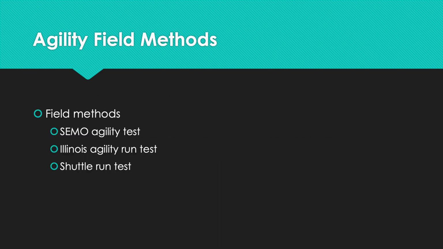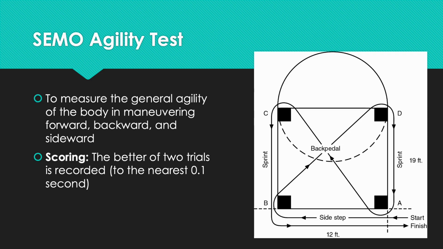Some of our common agility field tests are the SEMO agility test, the Illinois agility run test, as well as the shuttle run test. This is figure 11.1 in your textbook, and it shows you the SEMO agility test. This is to measure the general agility of the body in maneuvering forward, backwards, and sideways. And it's scored by taking the better of two trials and recording to the nearest tenth of a second. The next slide breaks this down with the specific instructions of this test.